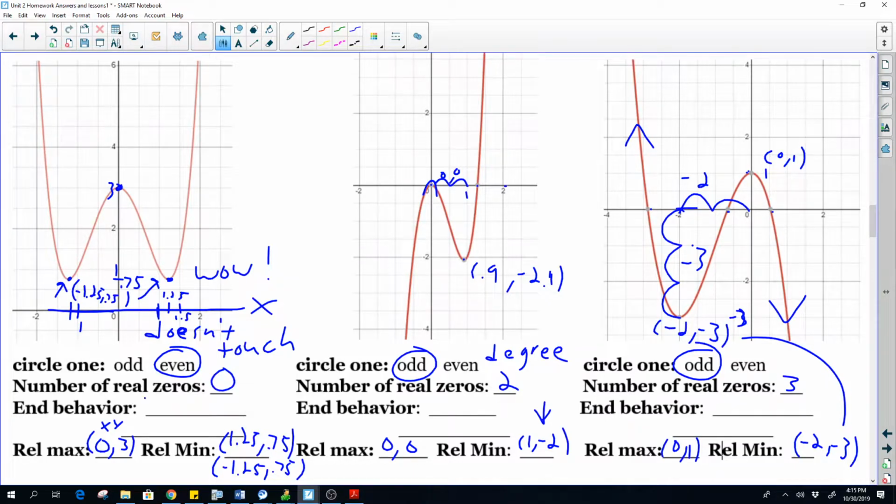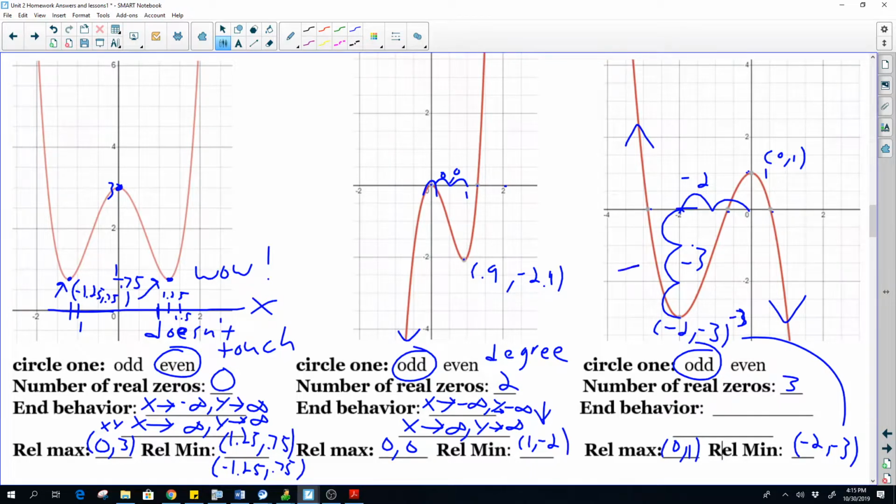Okay, so our end behavior here: as x goes to the left, negative infinity, y goes upwards, positive infinity. They both go upwards, positive infinity. So as we go to the right, positive infinity, y goes to positive infinity. Now this one, as we go to the left, it's negative infinity. So as x goes to the left, negative infinity, y goes down to negative infinity. And then as x goes to the right, positive infinity, y goes upwards to positive infinity.